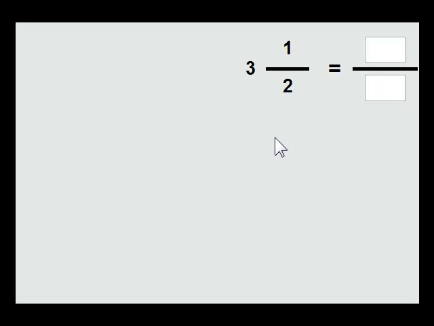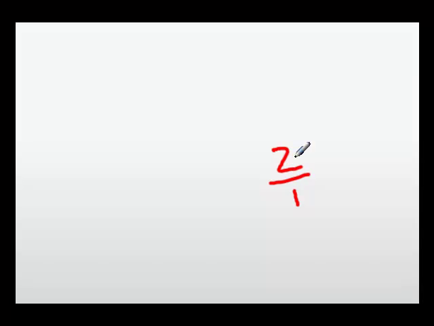Let's also talk about what a proper fraction is. A proper fraction is where the numerator is smaller than the denominator. An improper fraction then would be something where the denominator is smaller than the numerator. So this here is an improper fraction, and this is a proper fraction because the numerator is smaller than the denominator.